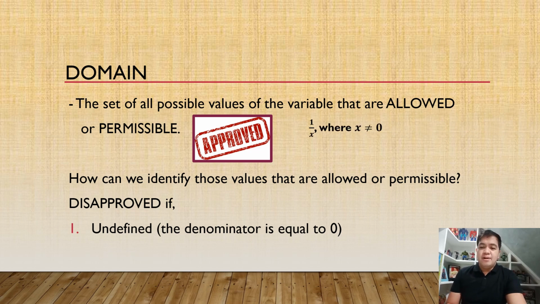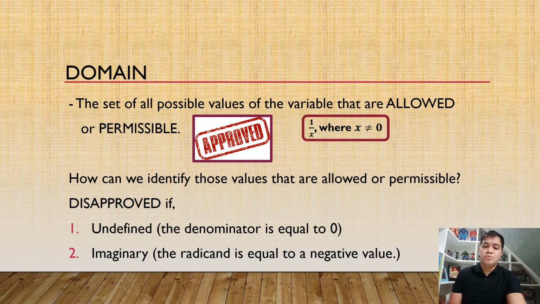Okay, so therefore, if we have 1 over x, for example, kung meron tayong 1 over x, dapat daw yung value ng x ay hindi magiging 0. Sa lahat, pwede. Huwag lang yung 0 na value ng x. So, pwedeng 1, pwedeng 2, pwedeng 3. Kahit negative pa, pwede. Huwag lang 0. Kasi pag 0 yung denominator dito, undefined na siya. Okay? So, undefined siya.